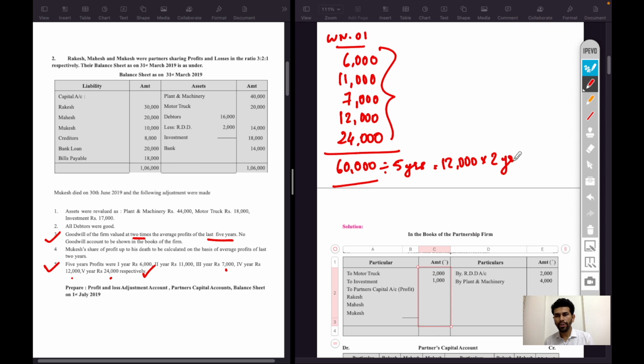Into 2 years purchased, that is 2 times the average profit. So multiply by 2 years. Now 24,000 rupees.